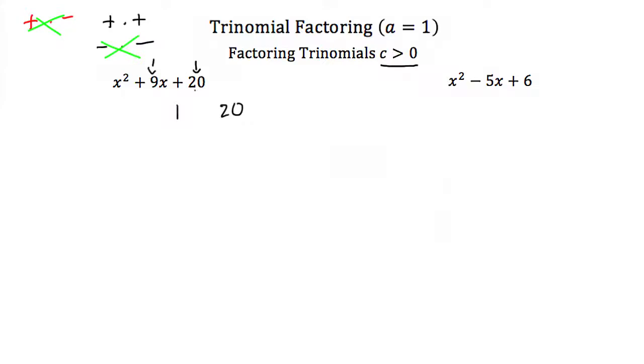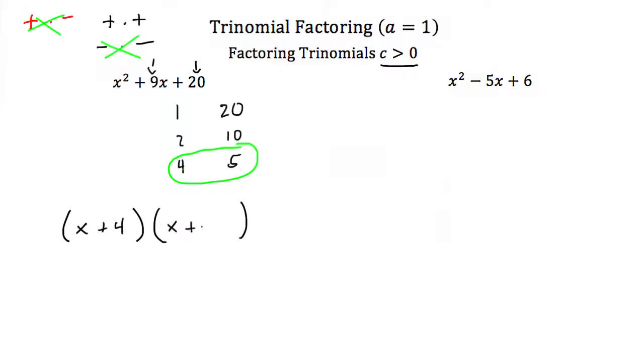So other ways we can get a positive 20 would be 2 and 10, 4 and 5. And those are the only ways that we can get a positive 20 and a positive 9. Now which of these add together to get positive 9? Well, it's this 4 and 5 right here. So our factors are 4 and 5. So this will factor down into x plus 4 and x plus 5.